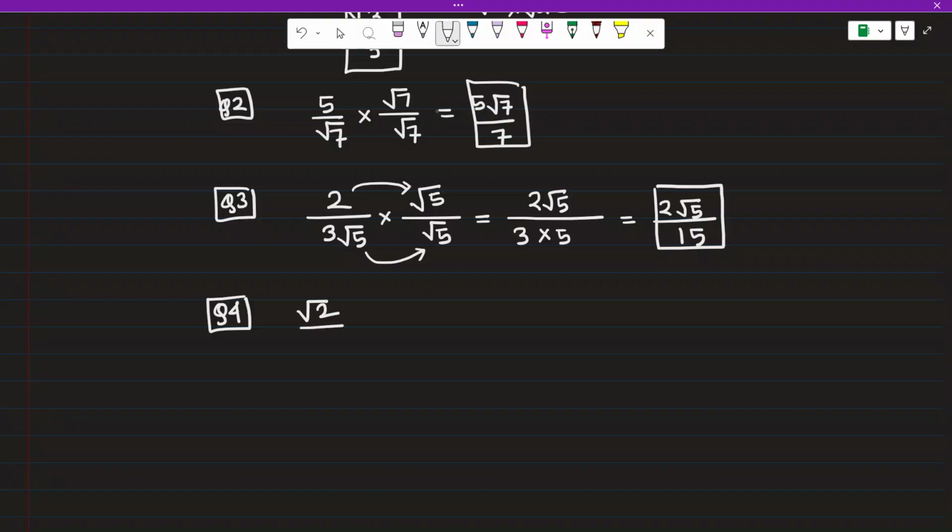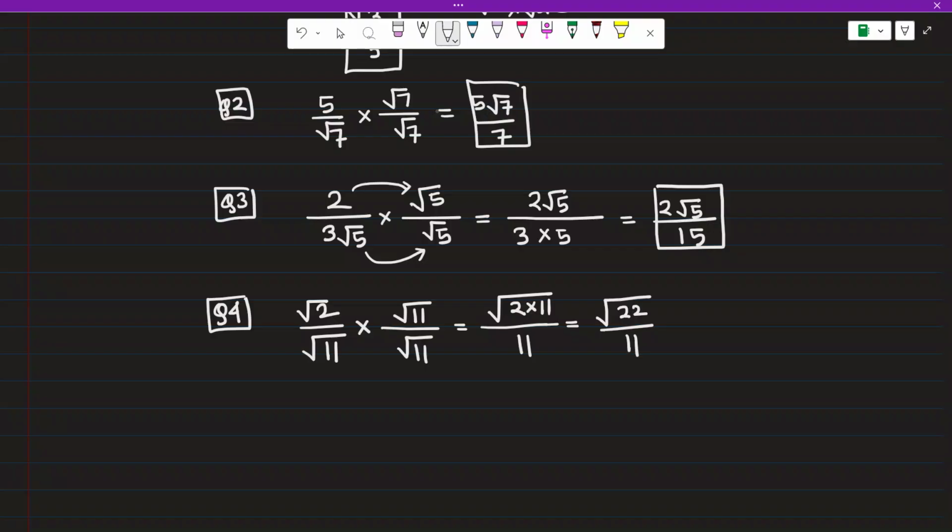Rationalize root 2 over root 11. The denominator is root 11, so we multiply numerator and denominator by root 11. So we got root 2 times root 11, which we can write as root 2 times 11, over root 11 times root 11. We got 11. So we got our final answer, root 22 over 11.